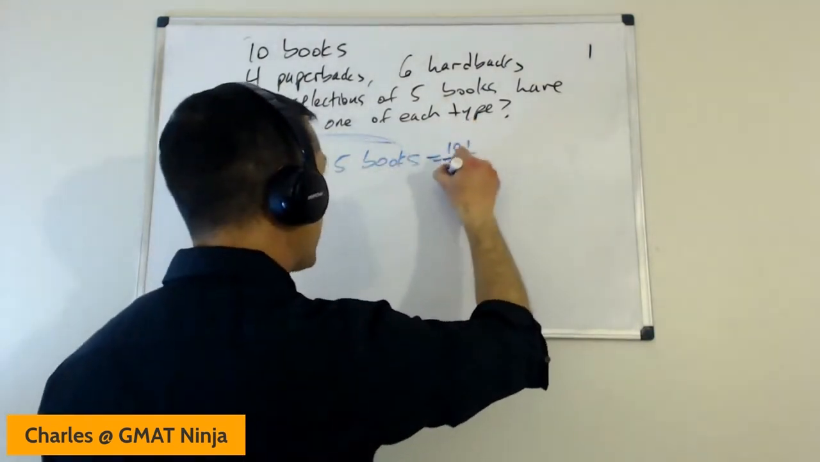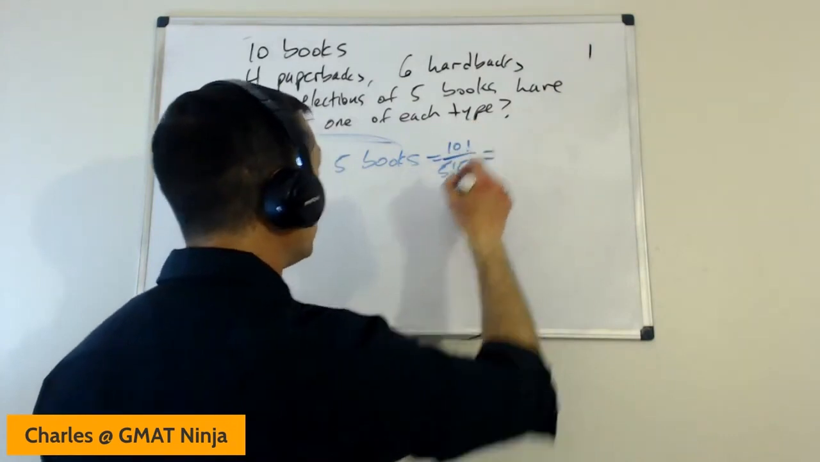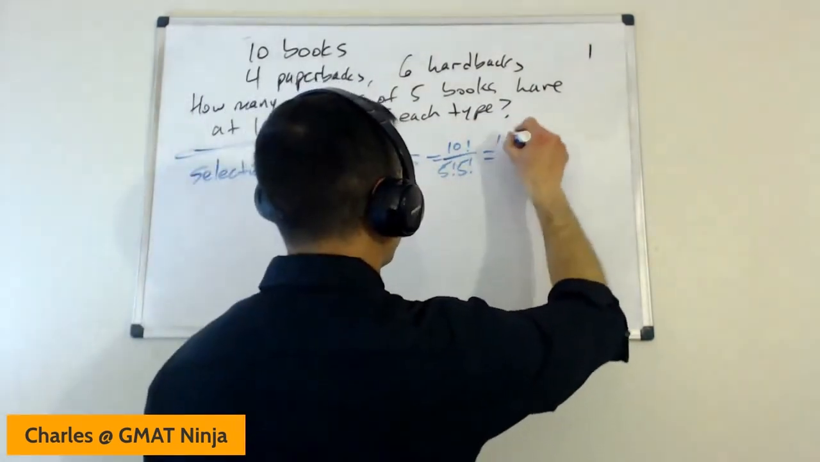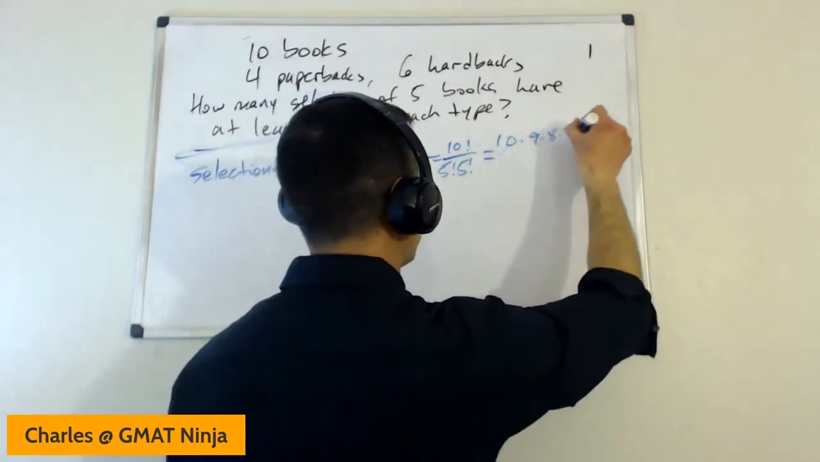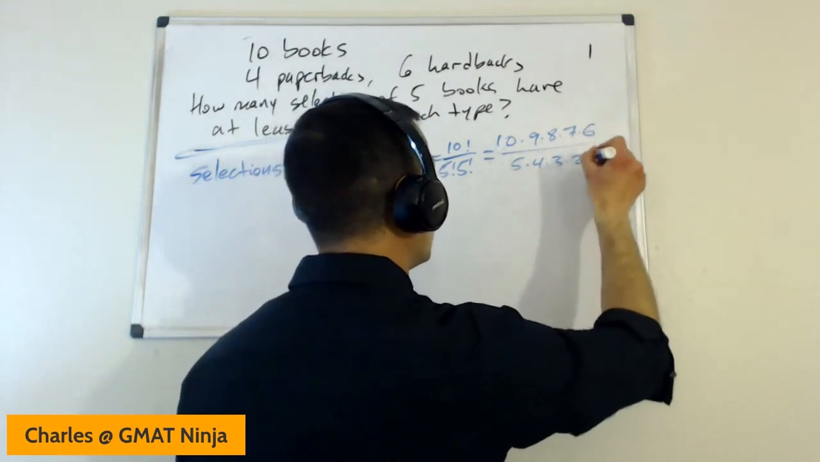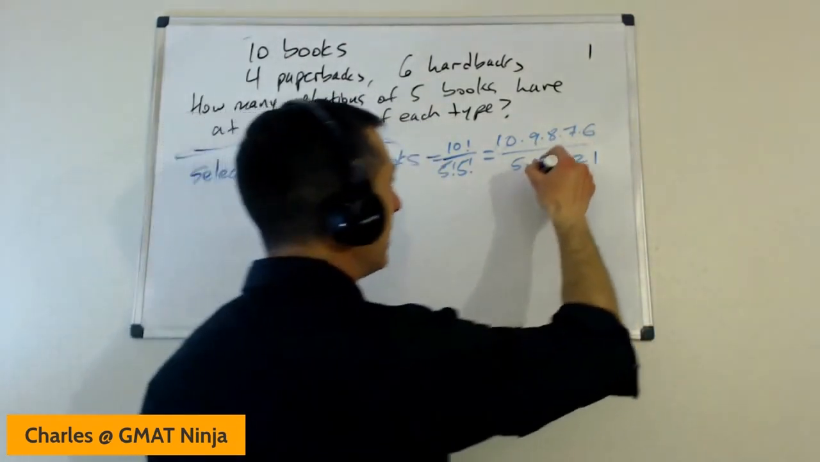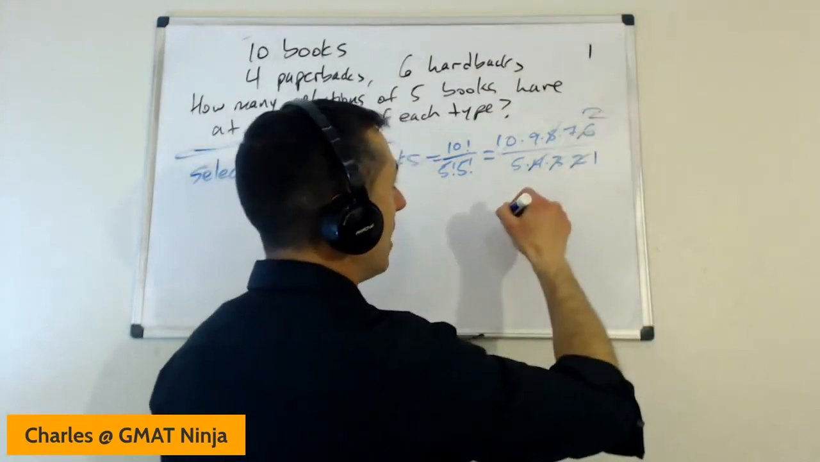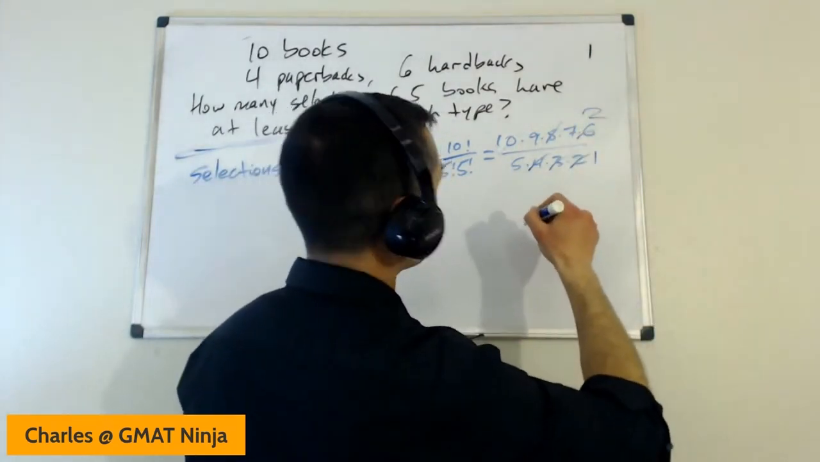10 factorial over 5 factorial, 5 factorial. It's going to be a little annoying, but 10 times 9 times 8 times 7 times 6 over 5, 4, 3, 2, 1. A little bit annoying, not so bad. Cancel all that out. Cancel this out. That probably wasn't the best move, actually.